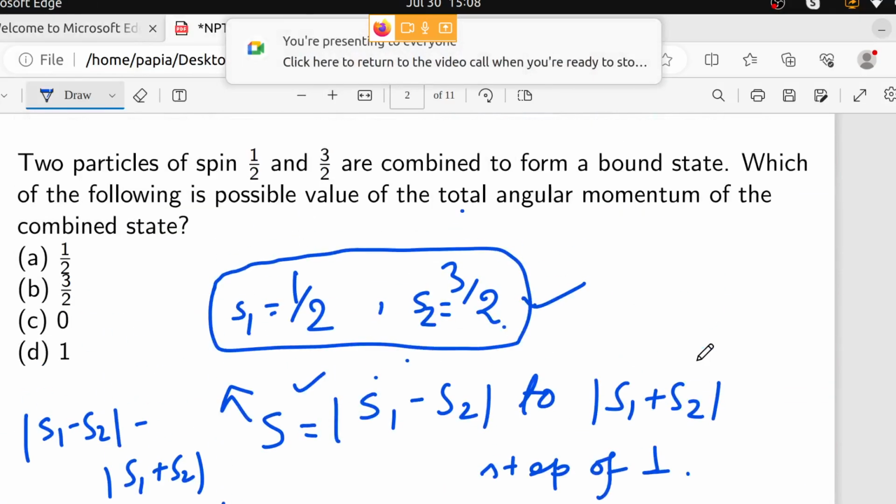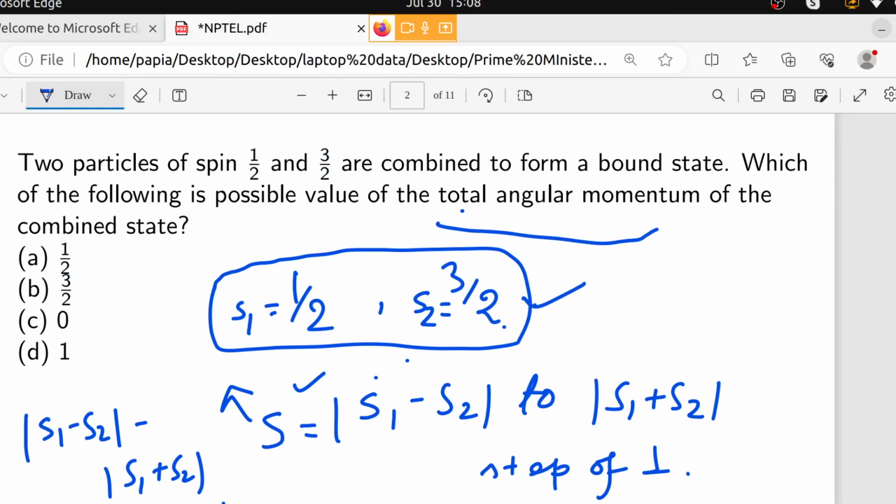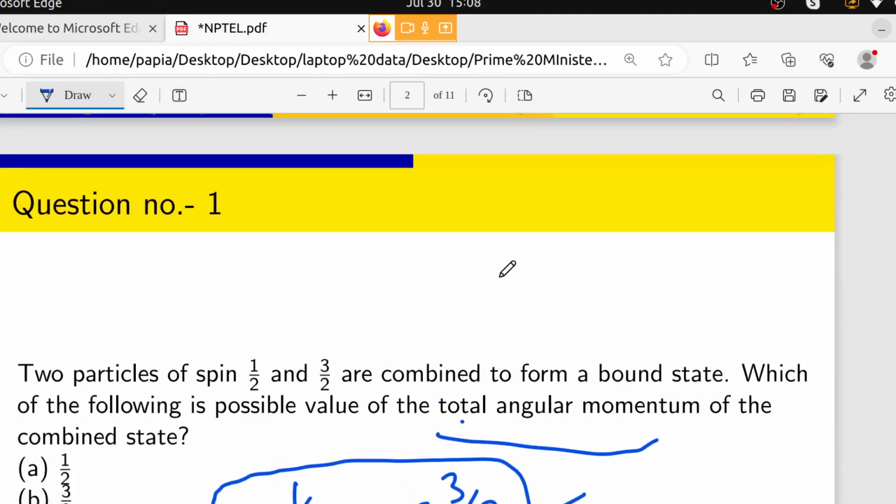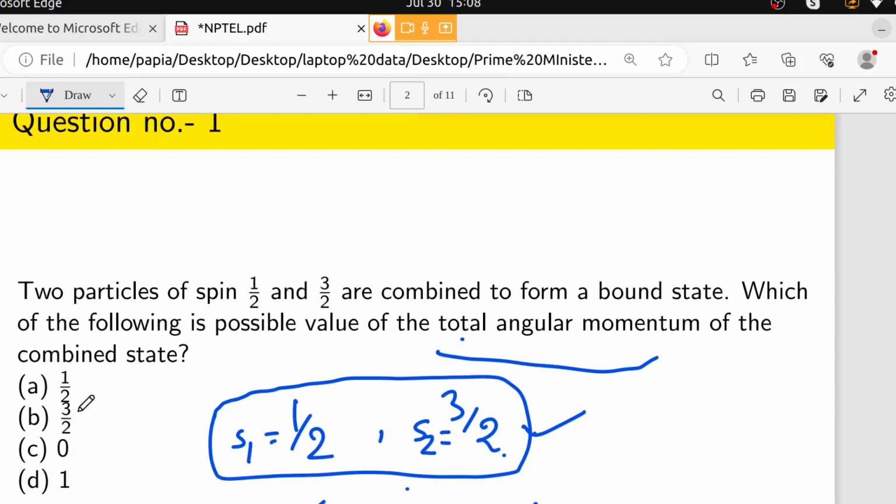The question is asking about the total angular momentum of the combined state. You can see that I have written here mod of half minus 3/2 equals 1 and half plus 3/2 is 2, and the capital S should lie between 1 and 2 in steps of 1. As there is nothing in between 1 and 2 in steps of 1, we can have S values as 1 and 2. But here in the options you can see that there is no 2 option. The options are half, 3/2, 0 and 1. So obviously the correct answer will be 1, because capital S can have 2 values, 1 and 2, but as there is only one value, 1, the correct answer will be D.